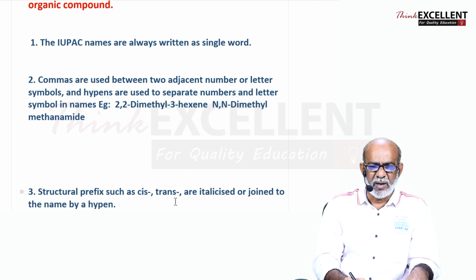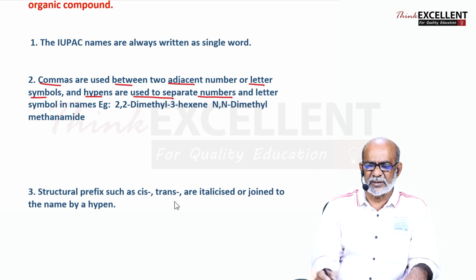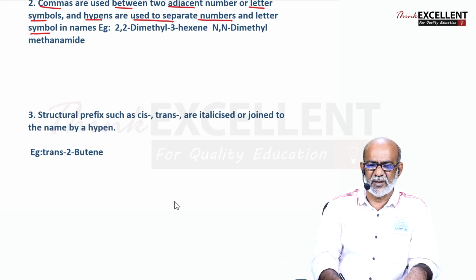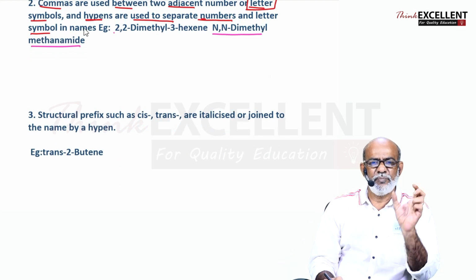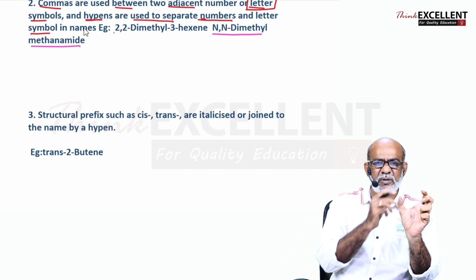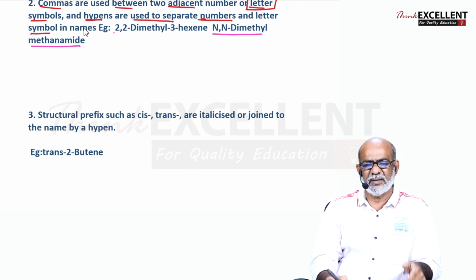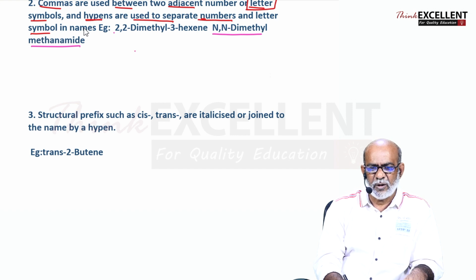Next, commas are used between two adjacent numbers or letter symbols, and hyphens are used to separate the numbers and letter symbols. So first, two adjacent numbers. Between two numbers we should put a comma. Like that, between two letters, how do the letters appear? You see, first I take one compound.